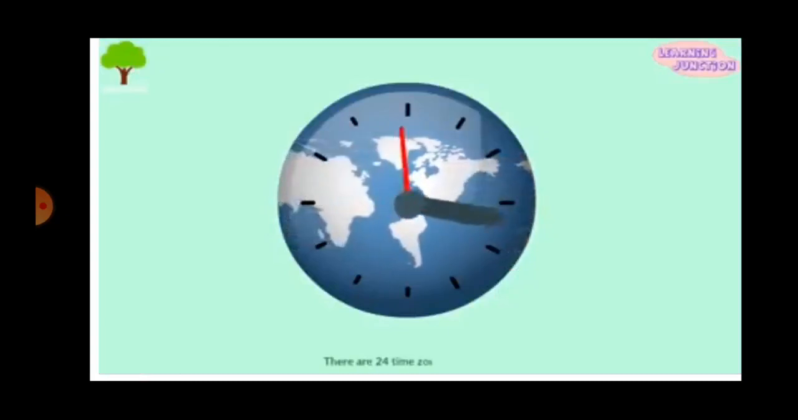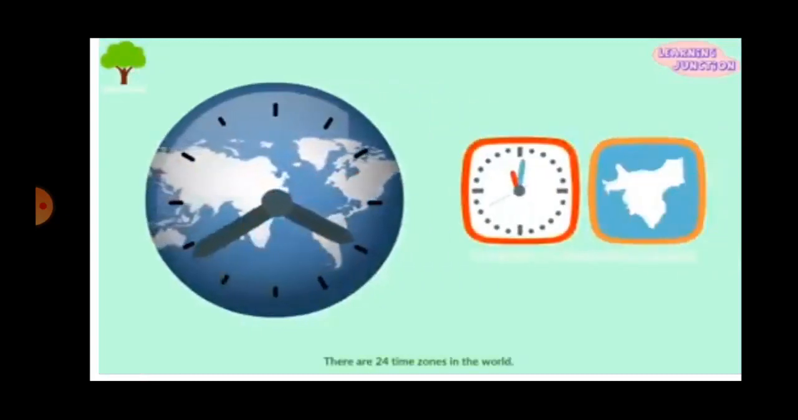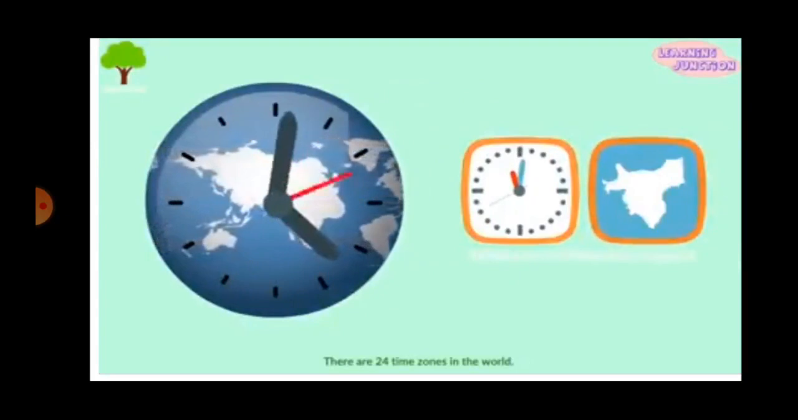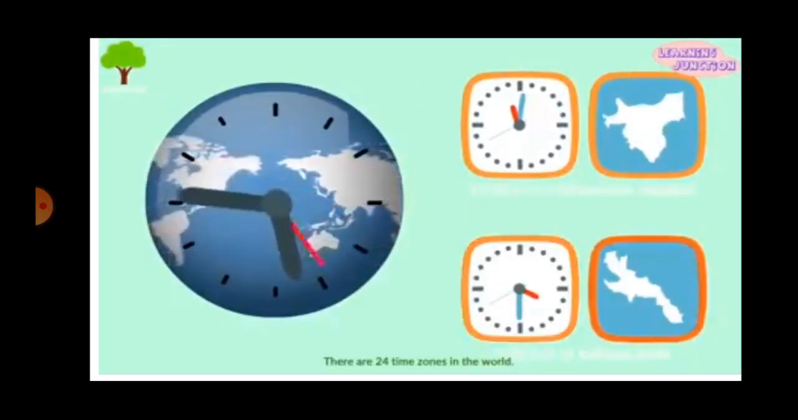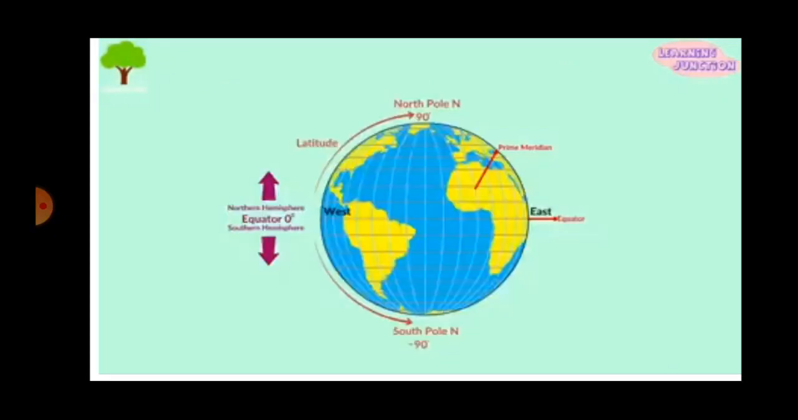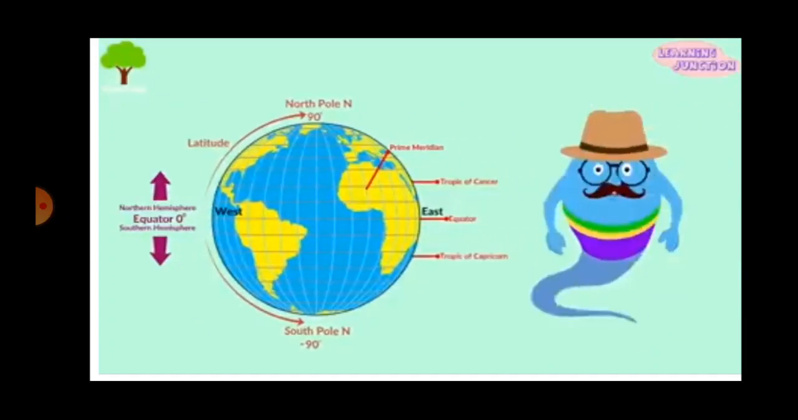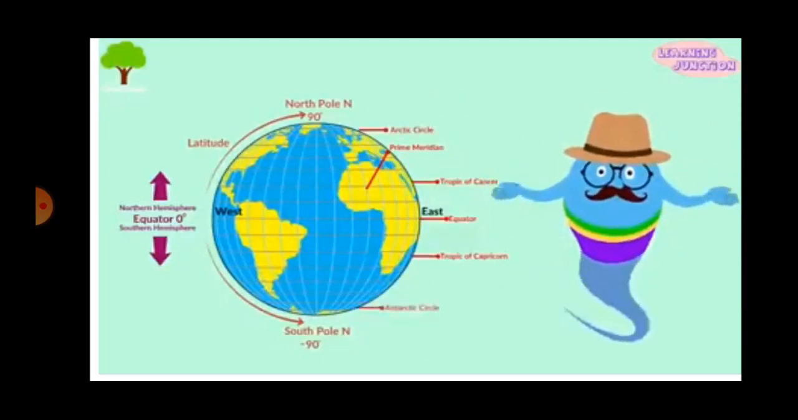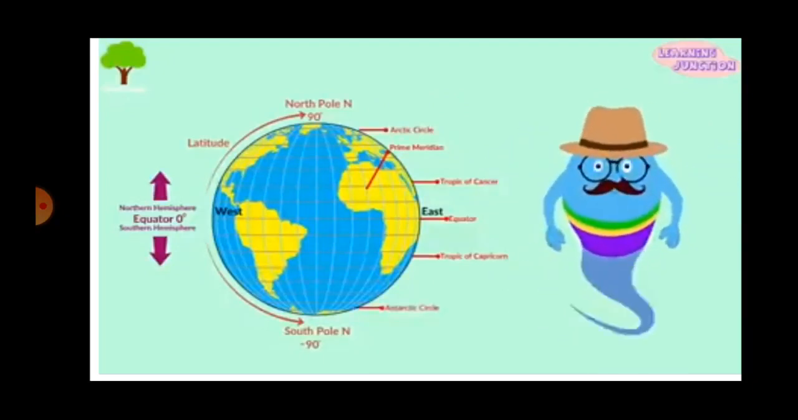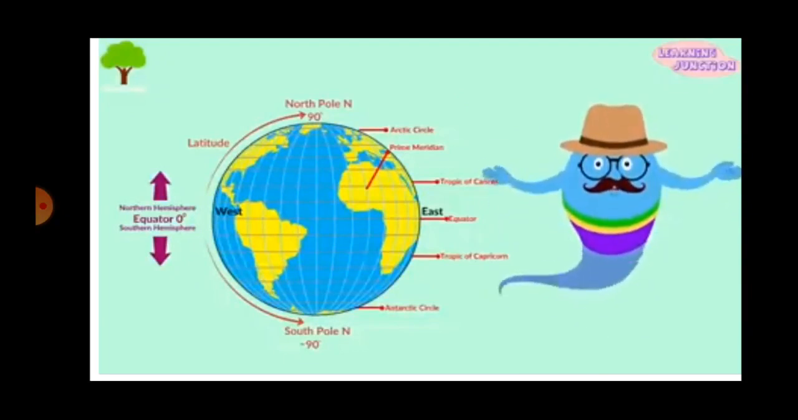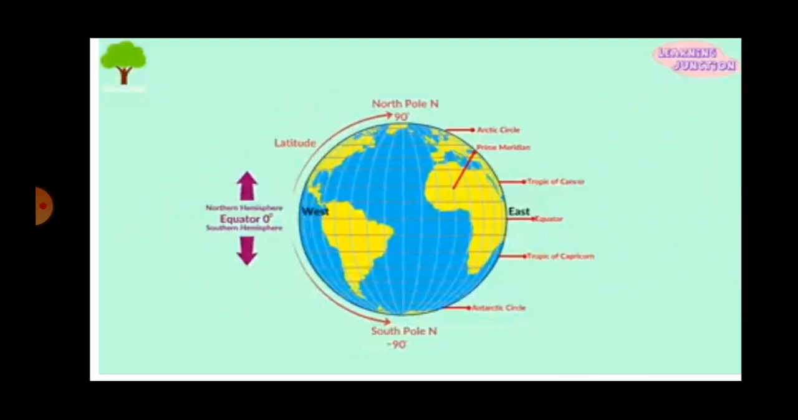There are 24 time zones in the world. If an event happens at 11 a.m. in Greenwich, England, it would be reported at 4:30 p.m. in Kolkata, India. The other important latitude is the Tropic of Cancer in the north and the Tropic of Capricorn in the south. Apart from these, the Arctic and Antarctic circle at 66.5 degrees north and south respectively are equally necessary. These latitudes divide.